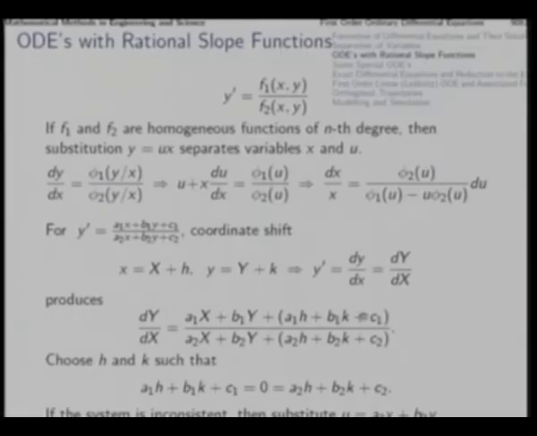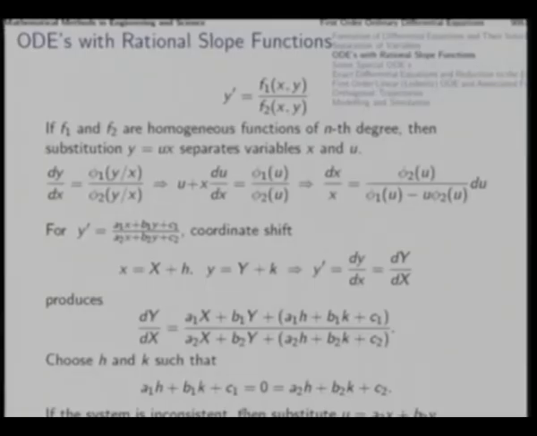Now, we ask what h and k we should choose so that this entire constant term vanishes from both numerator and denominator. As we do that, we basically need to solve this system of two linear equations in two unknowns h and k. Now, if they have a unique solution, then we choose that h and k, and through that substitution this particular case reduces to this situation.